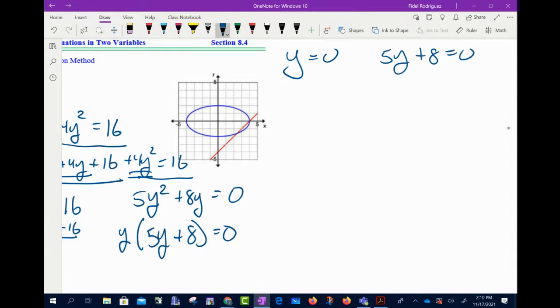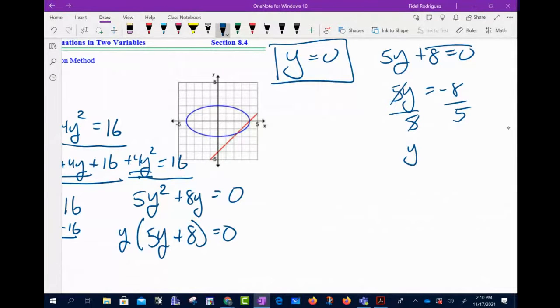So this equation here, y'all, is already solved. That one we don't have much to do. When we move this 8 over, it's going to be 5y equals negative 8. Divide both sides by 5. And we come up with negative 8/5. Okay. All right. So now we ended up with two values for y. We still need to figure out what our x numbers are.